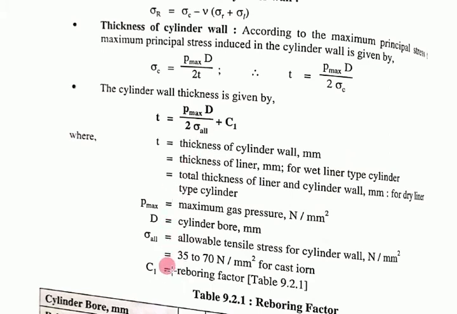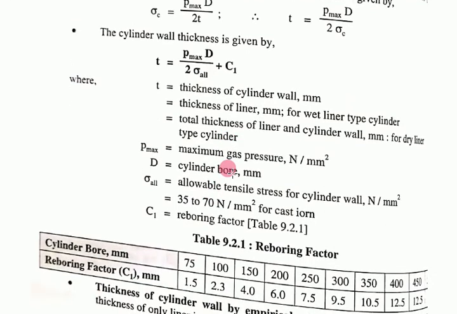You are almost aware of these things, but there are so many assumptions here, like sigma allowable. You can assume the allowable tensile stress for the cylinder wall is 35 to 70 Newton per mm square. If you are doing an example and you select 50, then it's okay. 50 is okay, 40 is also okay, 45 is also okay. The answer doesn't matter for this. You can assume whatever you want if it is not given.